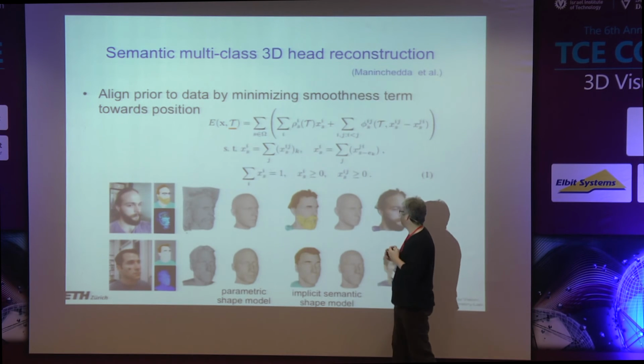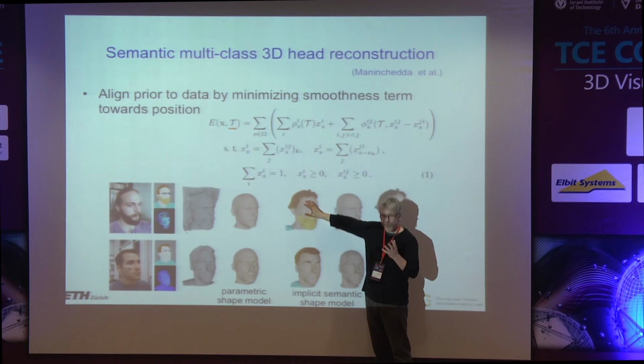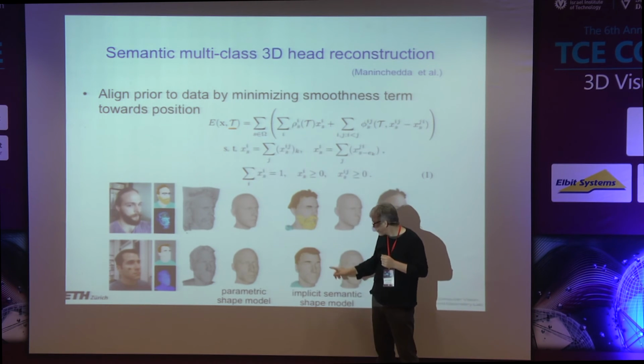This is our type of model. So we can have the shape prior, or implicit shape prior, applied to only the face area here, the skin area, which actually satisfies it, but the hair and other things can be very different.